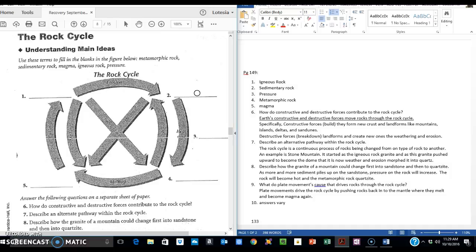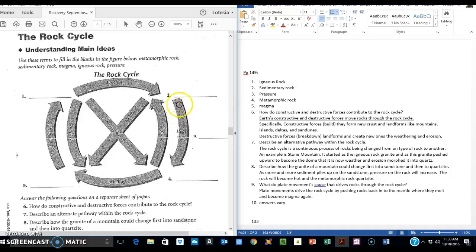All right, next is erosion. Erosion is the event that is occurring. In order for you to have a rock created from erosion or weathering, you're going to have sedimentary rock because it's the small pieces of various rocks bound together.